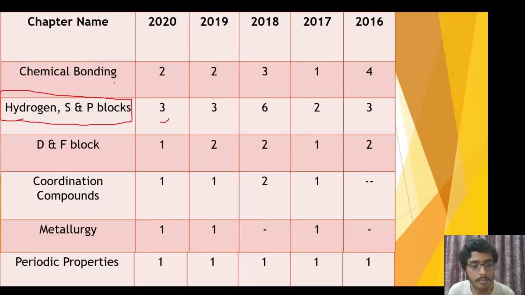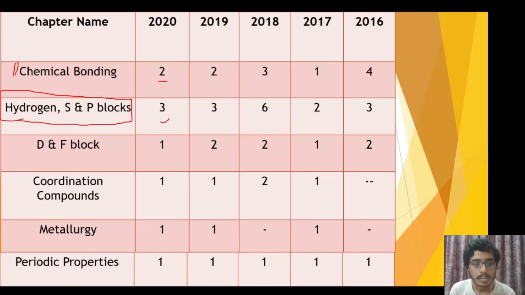Chemical bonding is a very important chapter. The concepts are applied in various other chapters of chemistry. So this is also an important one. 2 to 3 questions are coming from here. And more importantly, the 2-mark questions of category 2 of WBJEE are often from chemical bonding.